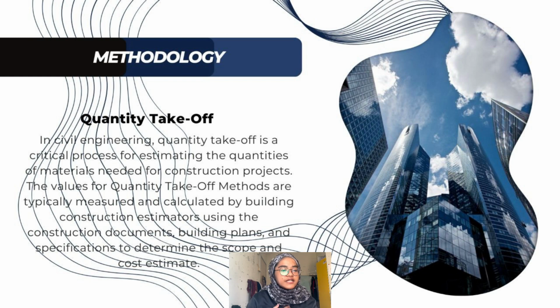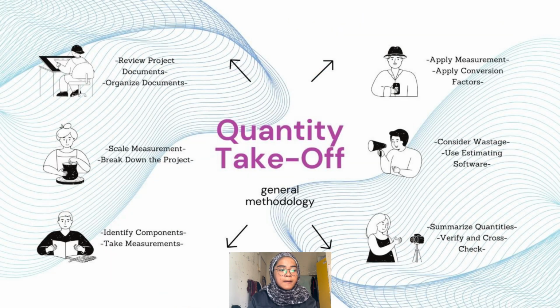In civil engineering, quantity takeoff is a critical process for estimating the quantities of material needed for a construction project. The value of quantity takeoff methods are typically measured and calculated by the building construction estimator using the construction document, building plan and specification to determine the scope and cost estimate. There are a few general methodologies of quantity takeoff.